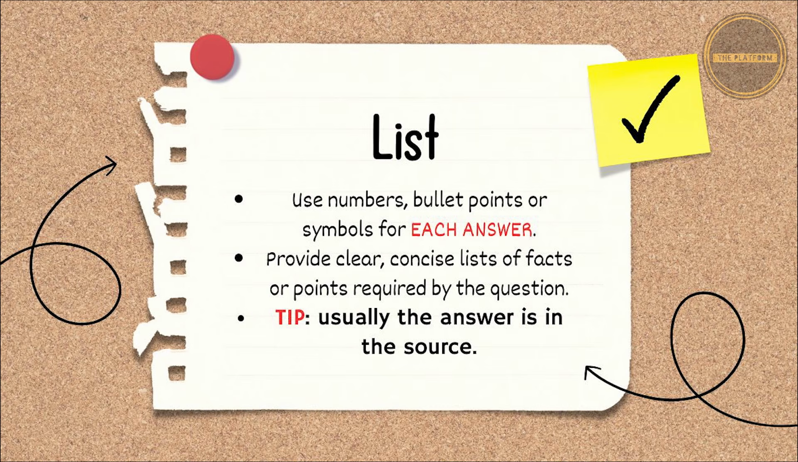When you take your pen and you start writing down, you are going to write the first bullet point, give your answer, second bullet point, give your answer, third, fourth. 1, 2, 3, 4 marks are yours. So when you are listing, use numbers, bullet points, or symbols for each and every answer. You need to provide a clear list of facts or points that are required by the question. And here's a tip. Usually the answer is in the source.